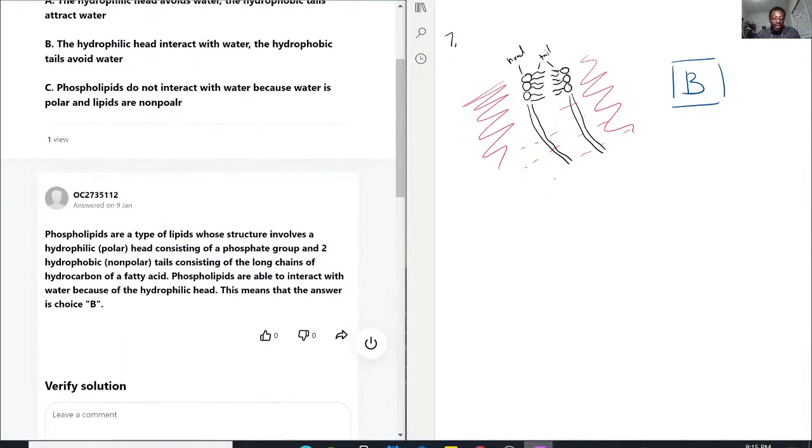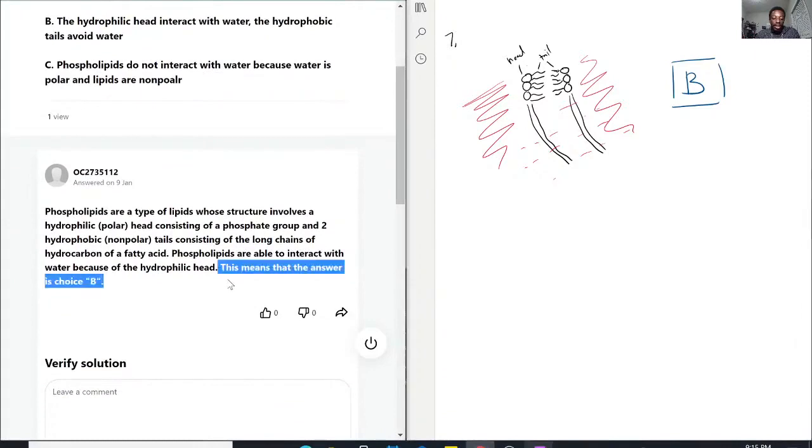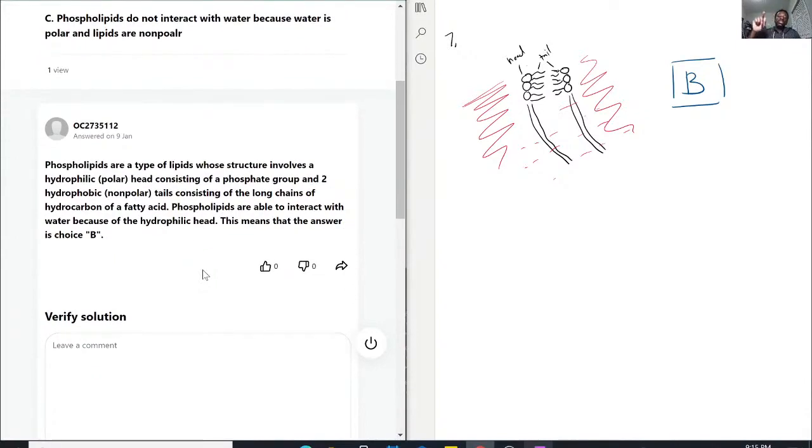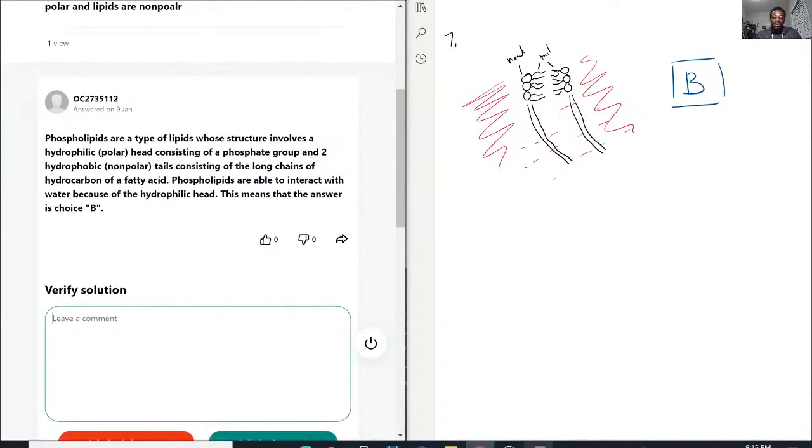Okay, so with that being said, the answer choice is indeed B. Phospholipids are able to interact with water because of the hydrophilic head, but the parts that don't want to interact with water are the hydrophobic tails, which are long chains of hydrocarbons, of fatty acids. So this is correct.